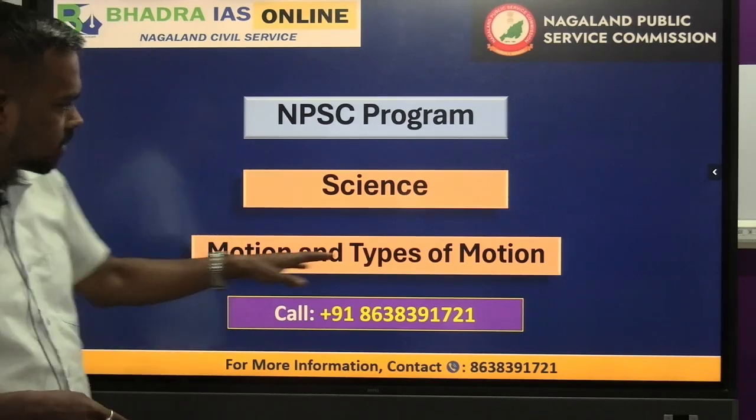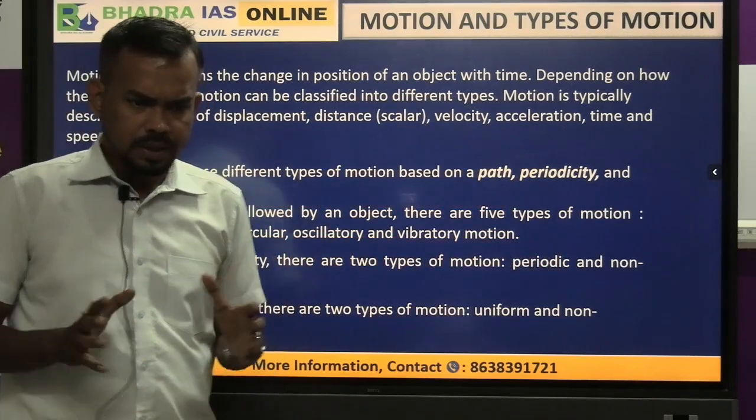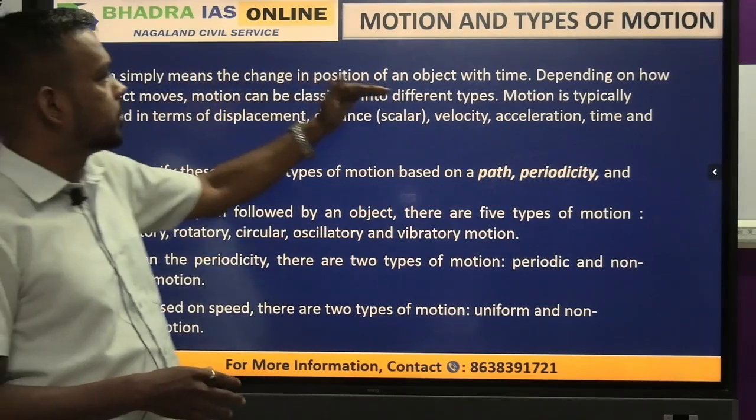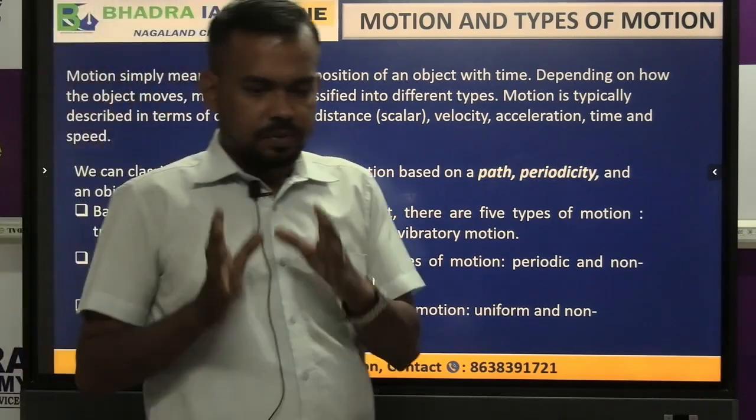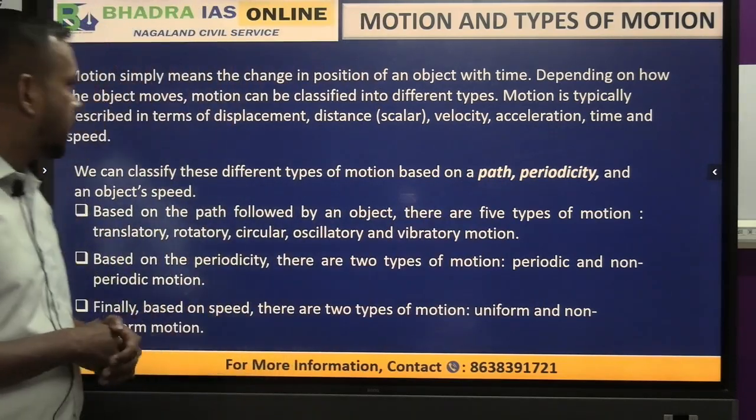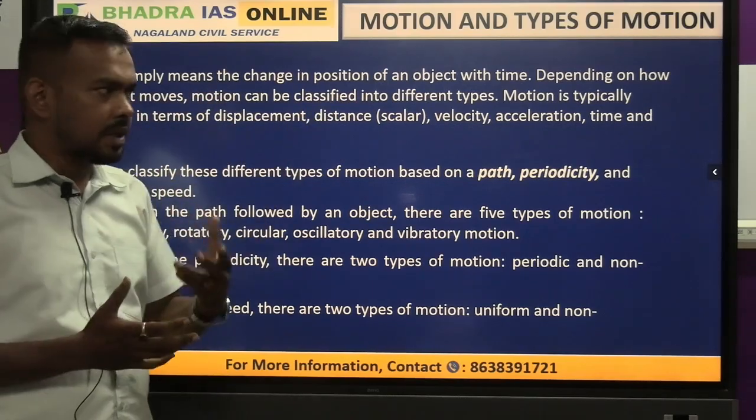So let's begin with our topic, that is motion and types of motion. In the beginning, what is motion? It is simply a change in position of an object with time. With respect to time, the object changes its position from one point to another, and that is known as motion. Depending on how the object is moved, it can be classified into different types.